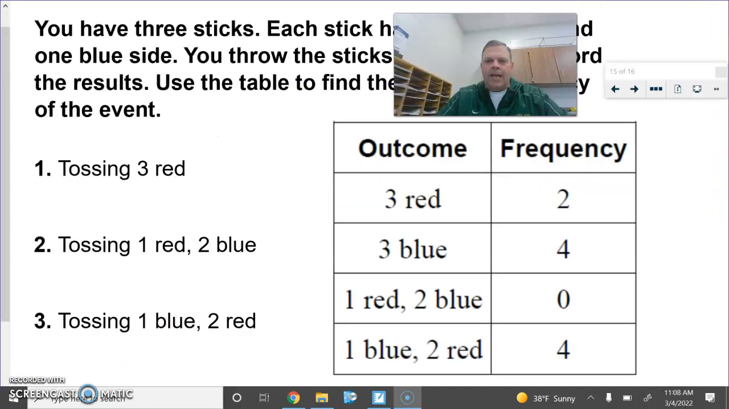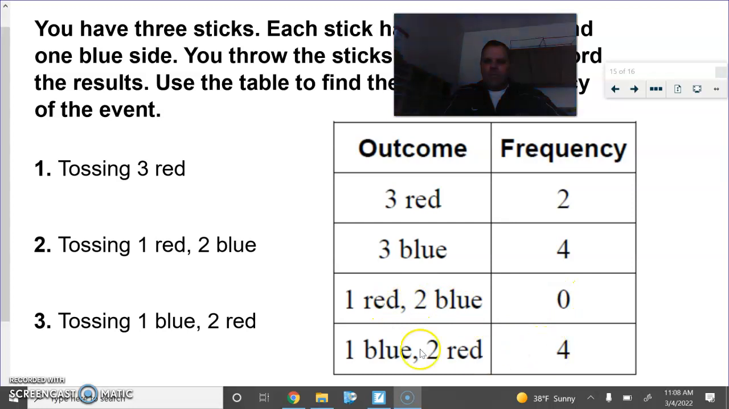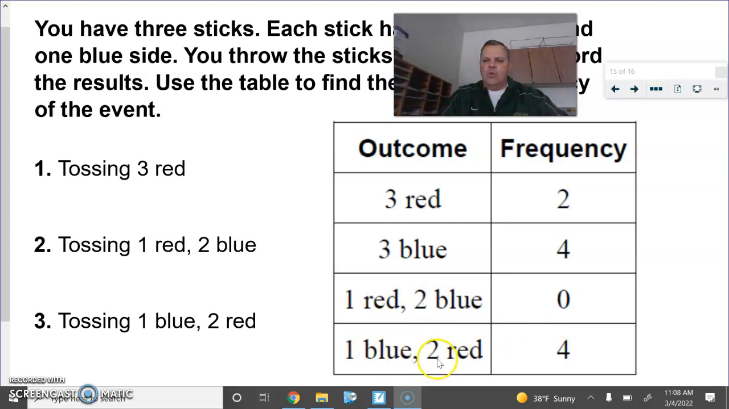All right, in our last example, you have 3 sticks. Each stick has 1 red side and 1 blue side. You're going to flip the sticks up 10 times, and you're going to record the results. This table will show you that 2 times, all 3 of them were red. 4 times, all 3 of them were blue. 0 times, there were 1 red and 2 blue. And 4 times, there was 1 blue and 2 red.